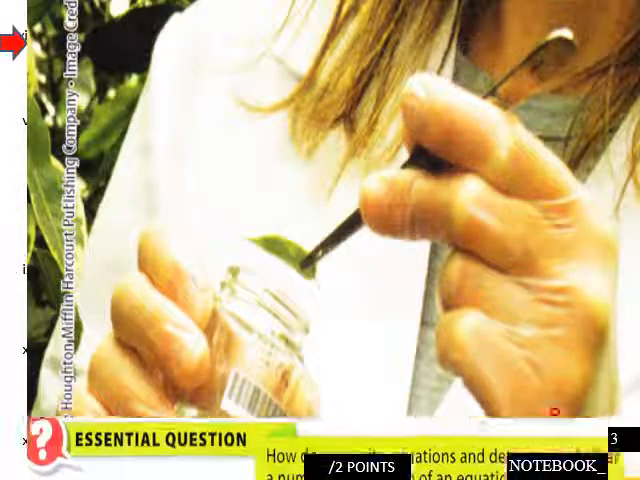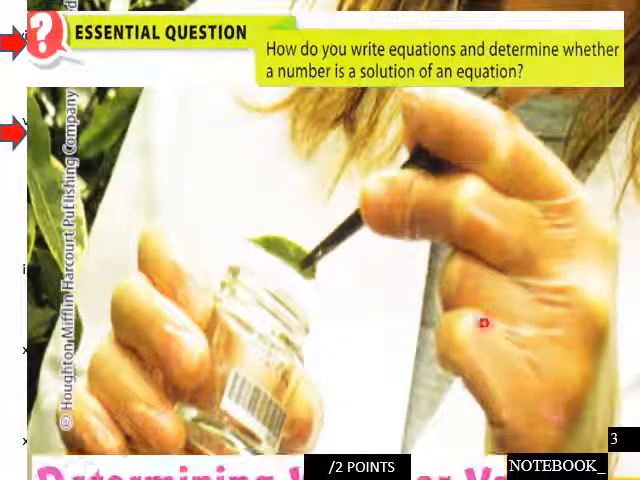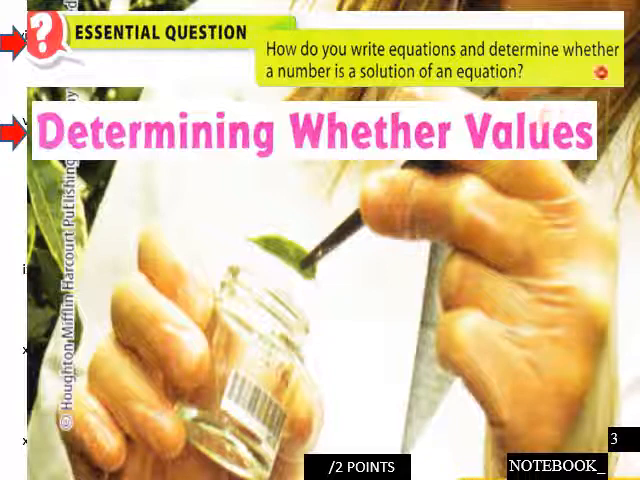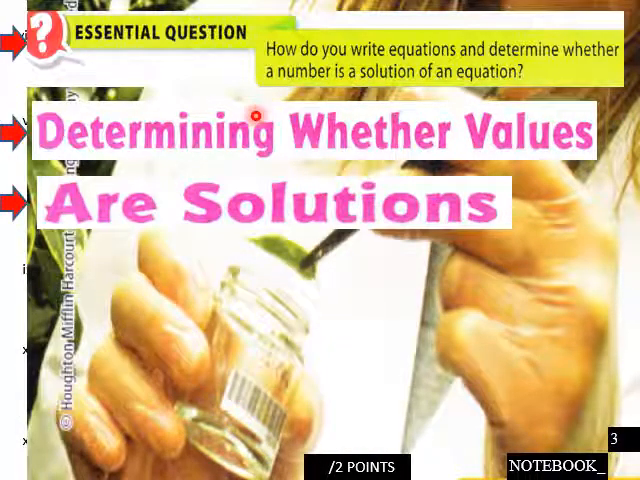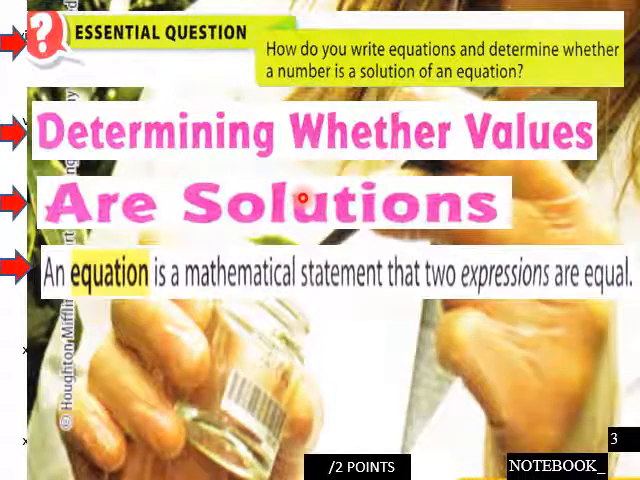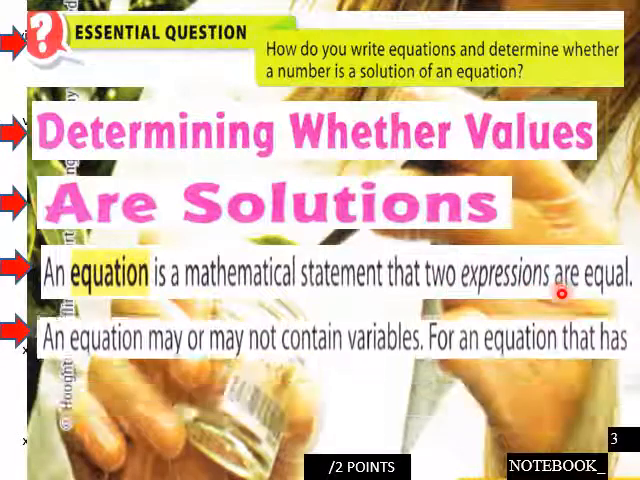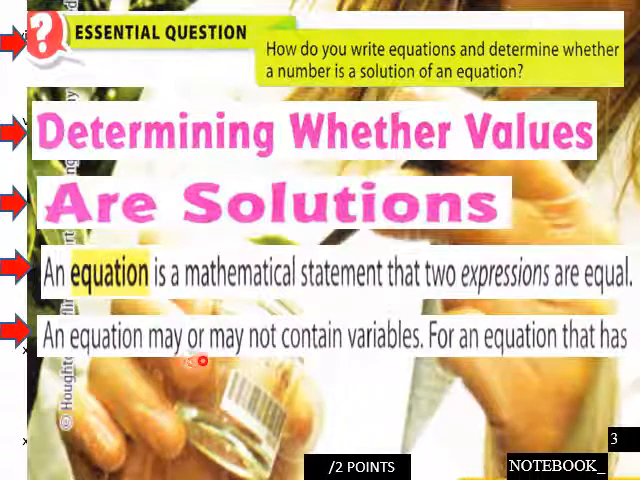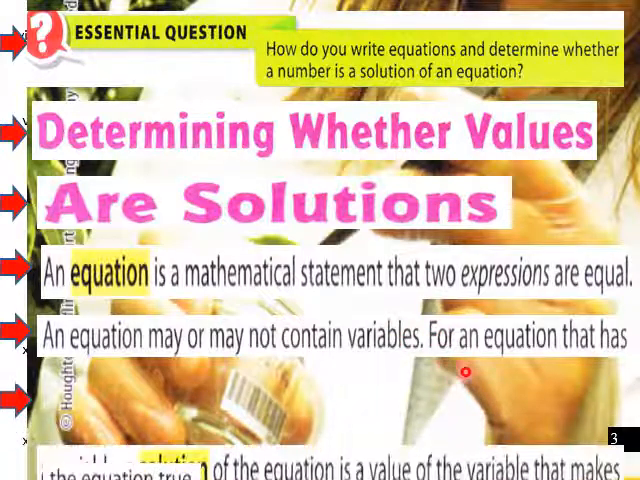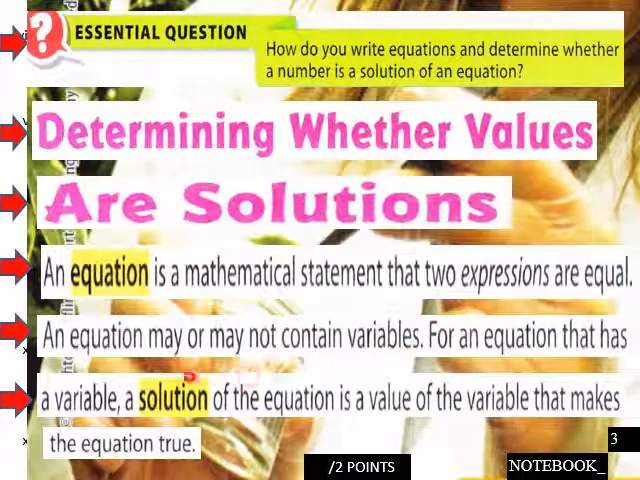Okay, page 3, a notebook, students. This is where you take your notes. How do you write equations and determine whether a number is a solution of an equation? Determining whether values are solutions. An equation is a mathematical statement that two expressions are equal. An equation may or may not contain variables. For an equation that has a variable, a solution of the equation is the value of the variable that makes the equation true. That would be a solution.